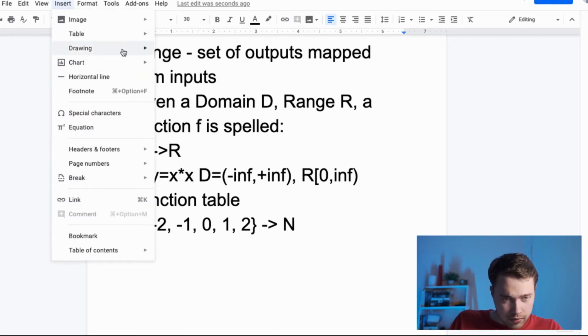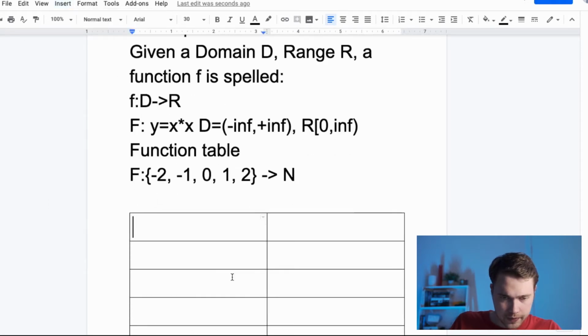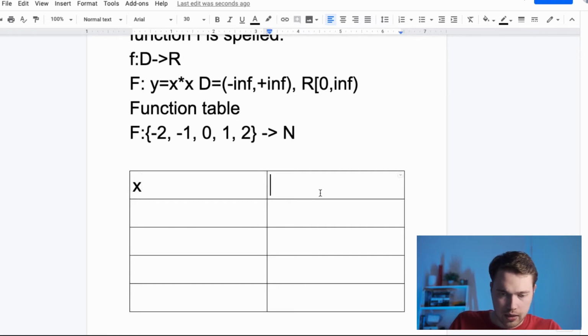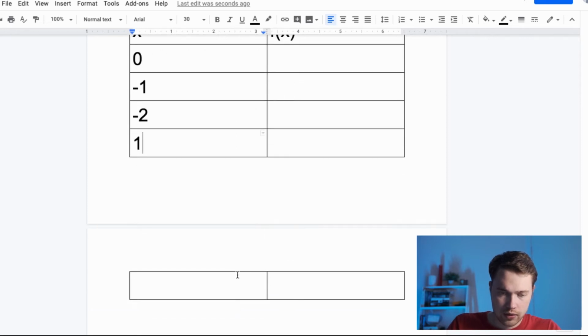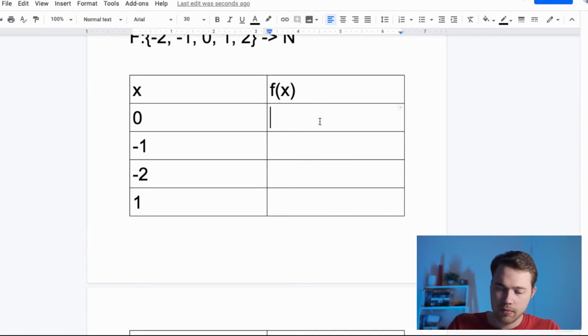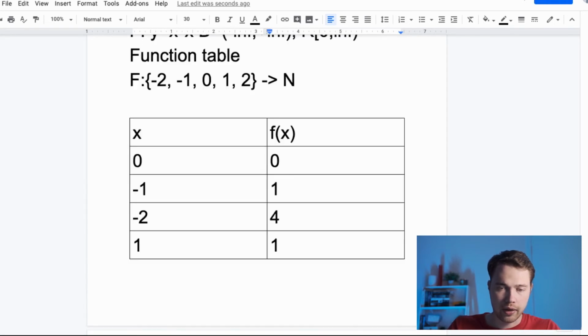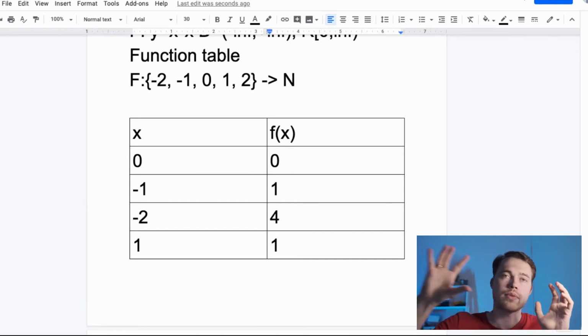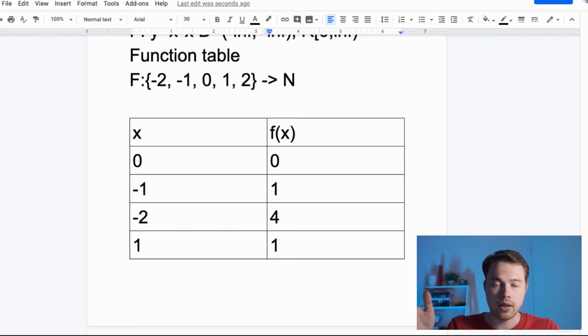Let's insert a table. We need something like this. So it's going to be x, and that's going to be f of x. Here we have 0, -1, -2, and then 1, 2. And then f of x maps to 0, 1, 4, 1, 4. So that's another way of defining the function. Basically, just take all the elements from one set and map them to some elements from the region, and describe that in the form of a table. So you can guess what kind of function is behind that. It's also x squared, right?